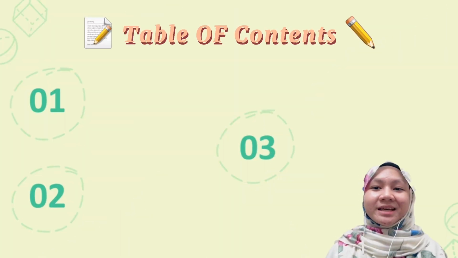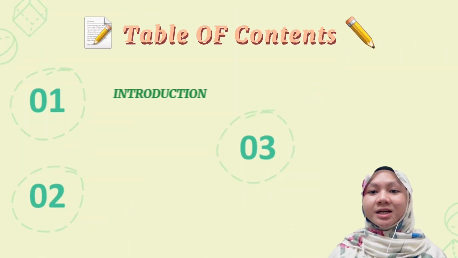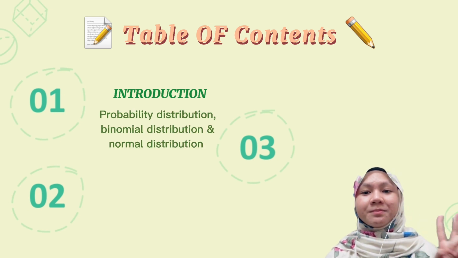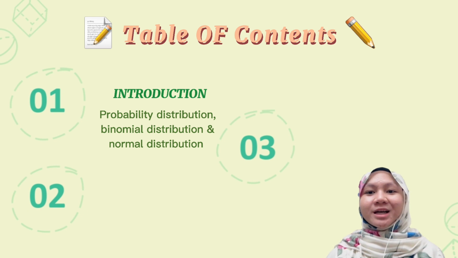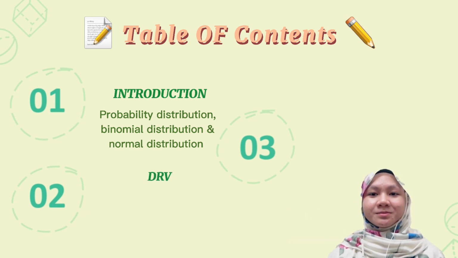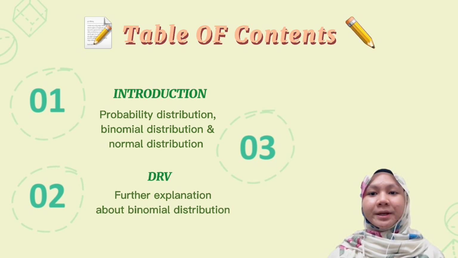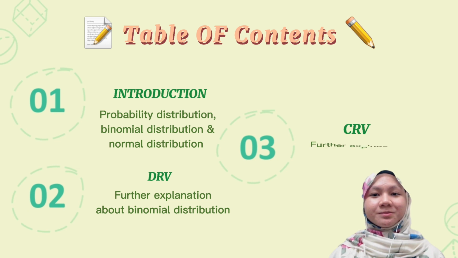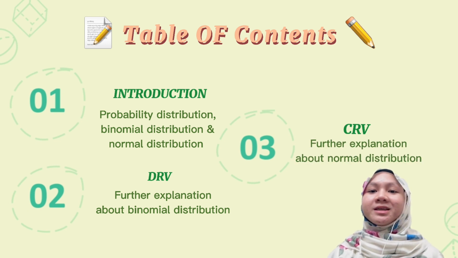The table of contents consists of 1. Introduction. Here, Abelson will explain the meaning of probability and binomial, while Mantani will explain about normal distribution. 2. Discrete random variable, which will be explained by also Mantani and Adam. 3. Continuous random variable, which will be explained by Nur Kiki and I.